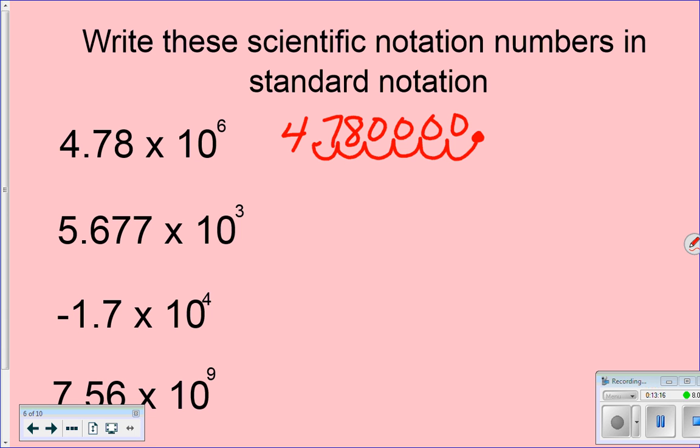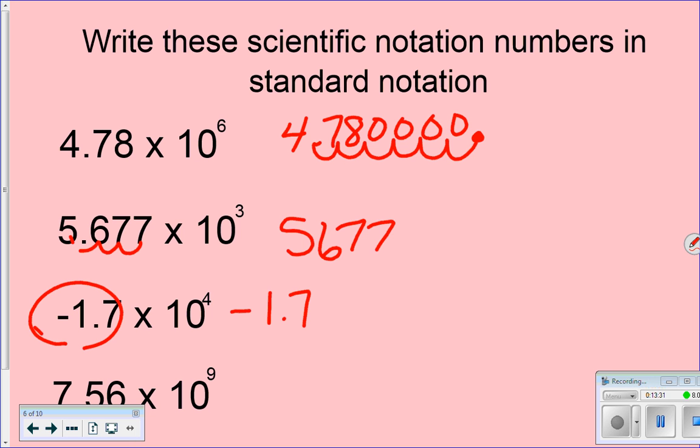Okay, so what about this one? How many times am I going to move my decimal here? So really, my answer is going to be this, right? Because I have to move it 3 times. Even though it's a negative, it's fine. Keep it a negative. Not a big deal. But I'm going to move 4 times. 1, 2, 3, 4. See how it's not how many zeros you put on? Yep, still negative. So it'll be negative 17,000. That's it.